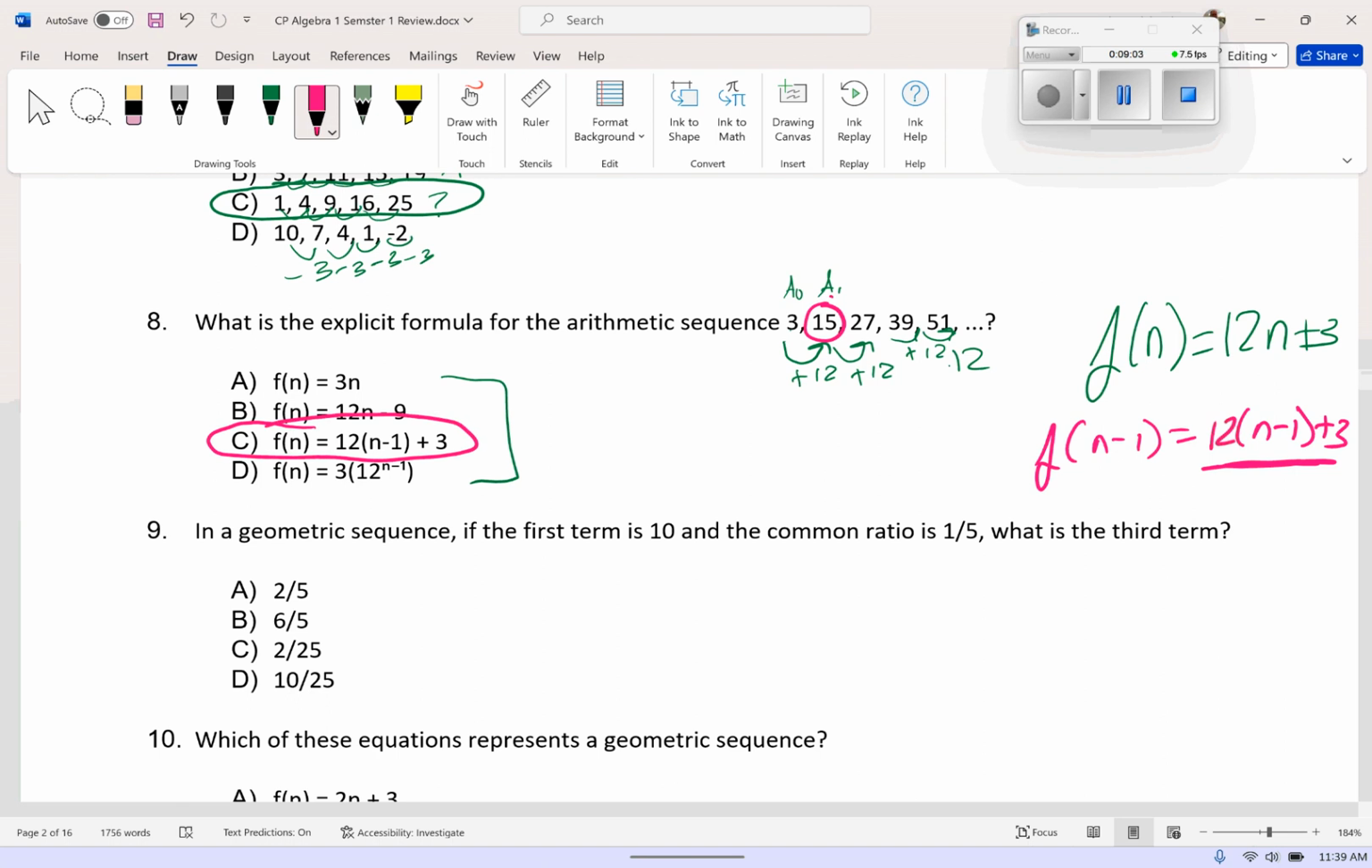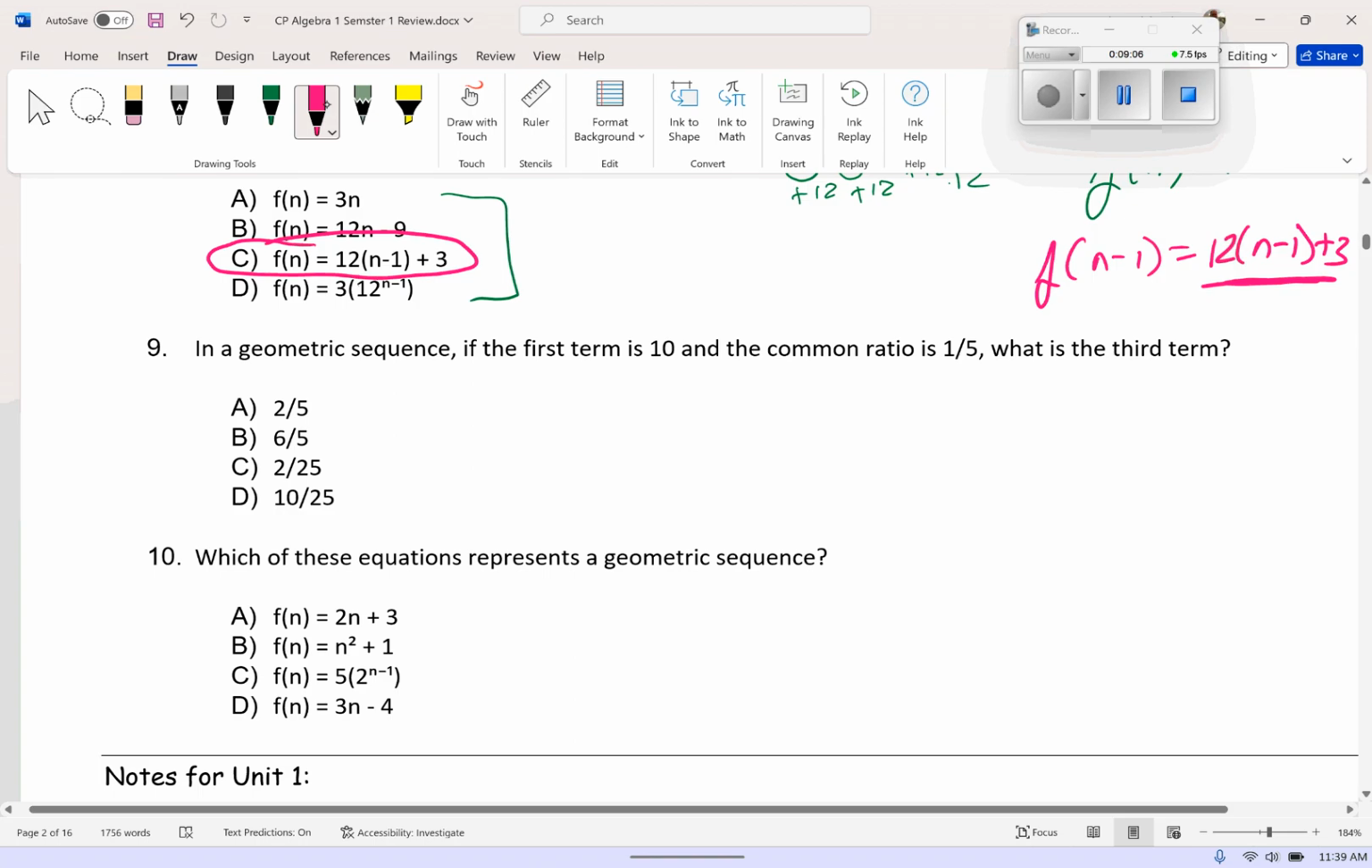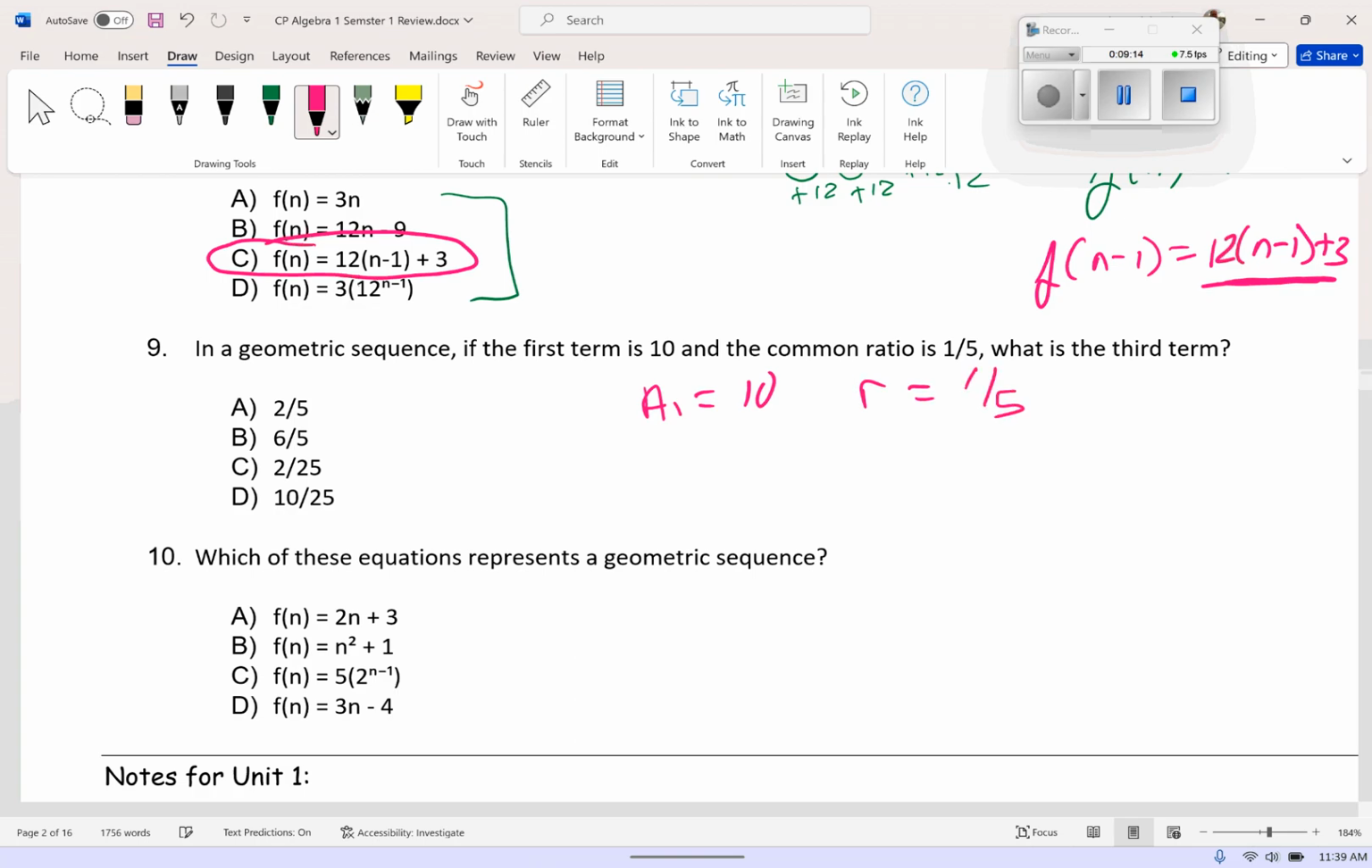Okay. Number 9, in the geometric sequence, the first term is 10. So a1 equals 10. The common ratio is 1/5. All right, so we are doing geometric. Okay, so this is going to be f at n equals, the first term was 10 times the common ratio of 1/5 raised to the n. If they want the third term, I'm going to plug a 3 in here. So I'm going to get 10 and then 1/5 raised to the third power.